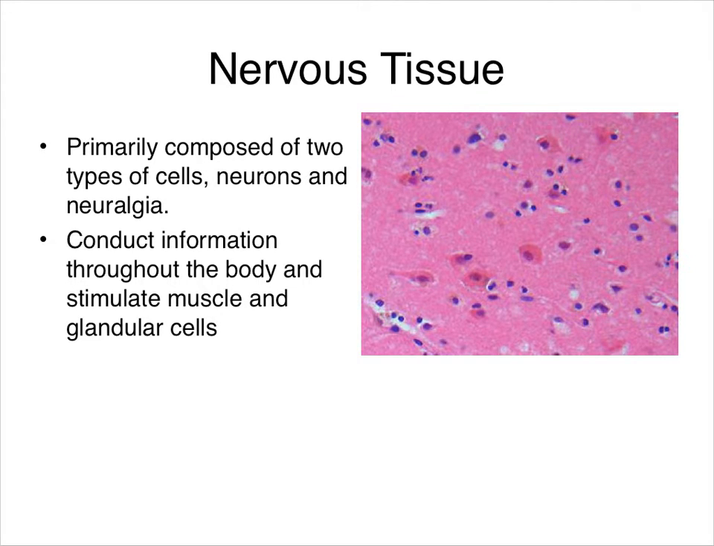Bullet points for this lecture: you should know what a tissue is. You should know the four types of tissues, and you should know generally the function of each tissue.